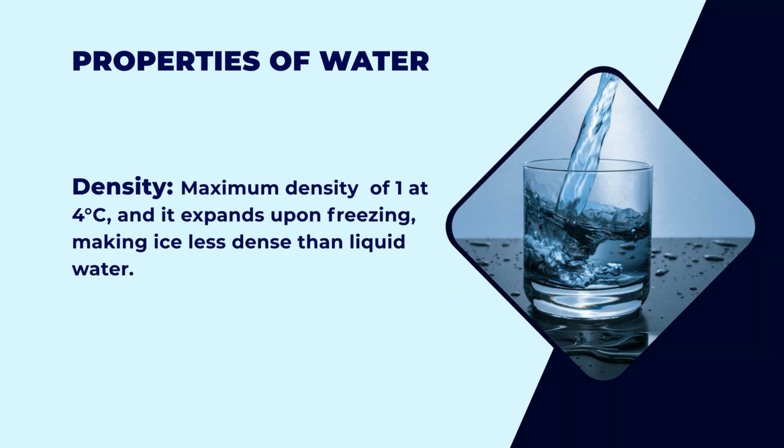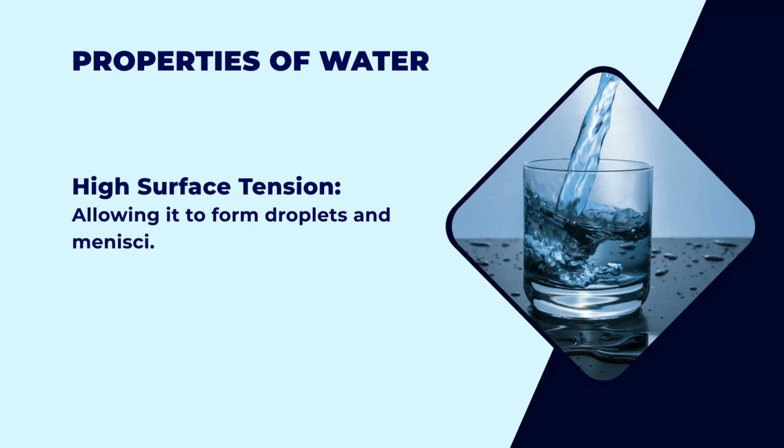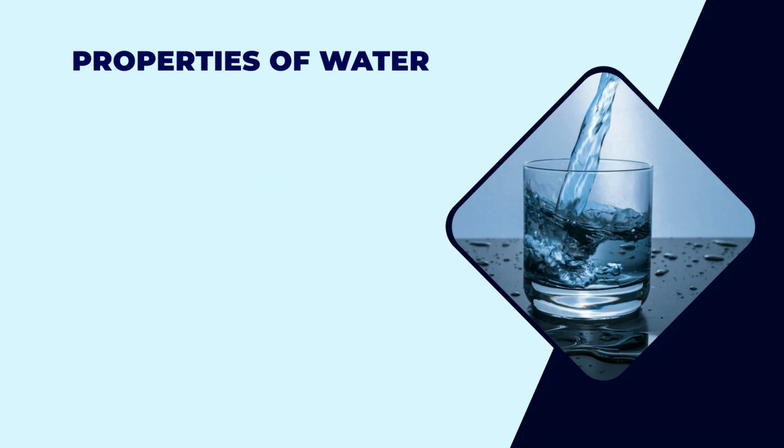It also has density: the maximum density is 1 at 4 degrees centigrade, and it expands upon freezing, which makes ice less dense than liquid water. That is why, as an example we see in aquatic life, the aquatic animals are able to float properly on the layer of ice under the water. Water also has a high surface tension.